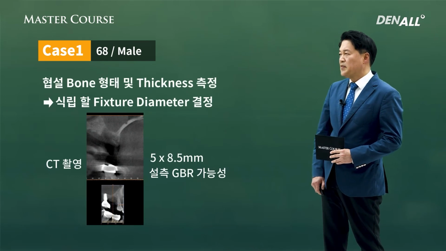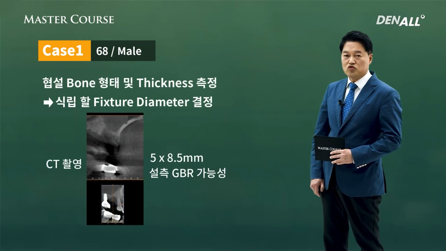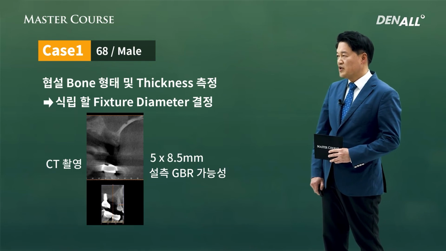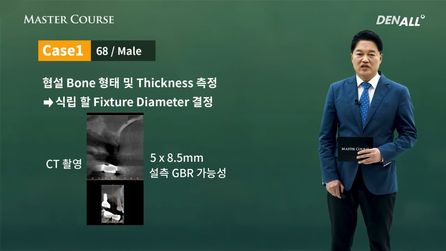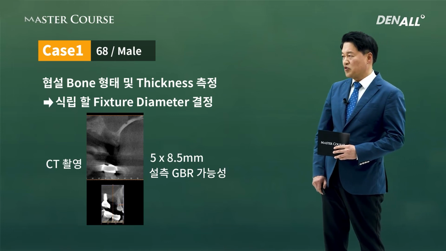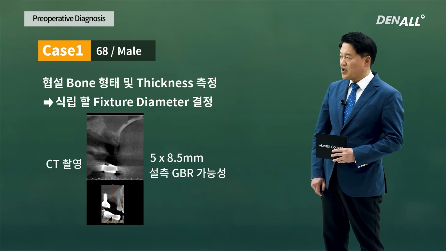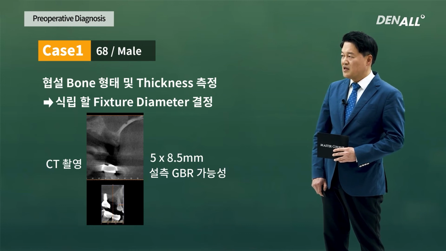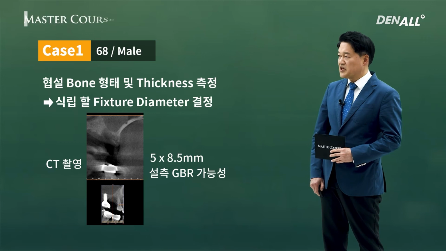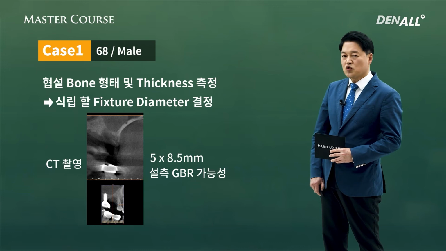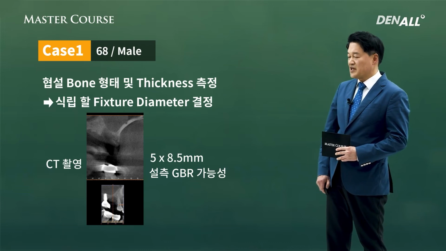After that, CT is taken. The reason for this is you check the buccal lingual bone shape and the thickness, and then you determine the diameter of the fixture and the direction as well. As you can see, it is tilted more buccally than lingually, and the surgical area there was not enough width. However, this was a male patient and it was for a single implant. A diameter of 5 or more is necessary, so a 5 millimeter fixture was planned. GBR might be necessary lingually.